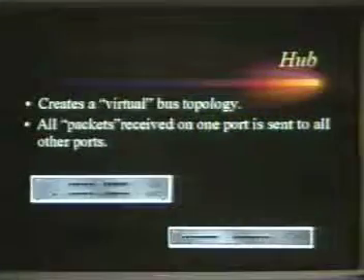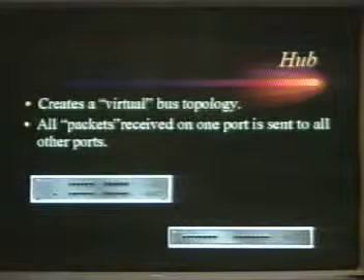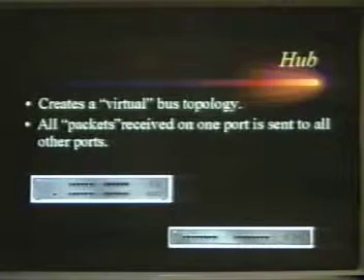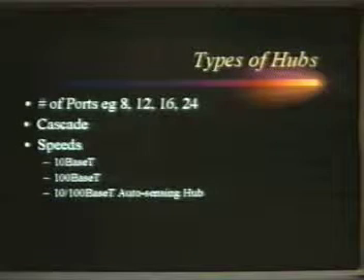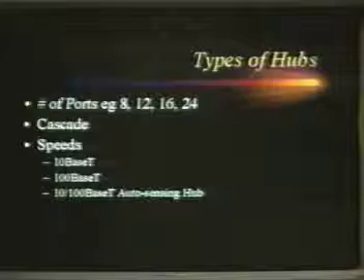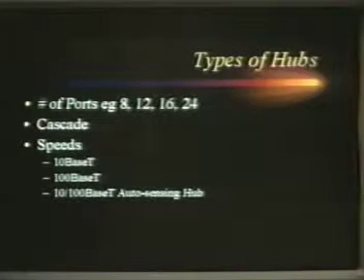We'll now cover switches, hubs and routers. What's the difference? A hub is a device that connects a whole lot of computers together. It has no intelligence. It's just like a large megaphone. The types of hubs you can get are 8, 12, 16, 24. That's the number of ports you have on a hub. And you can cascade hubs together.